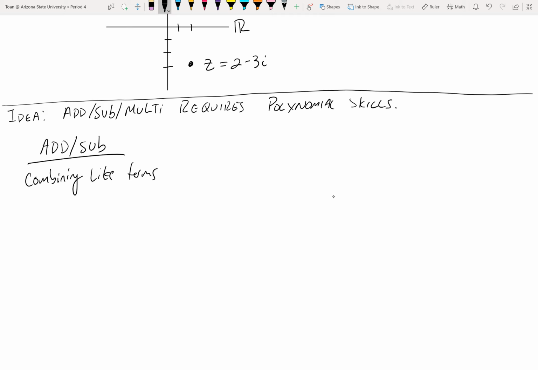Guess how we add and subtract complex numbers? It's combining like terms. When it comes to multiplying polynomials, what's the technique or the strategy or the method we use? Just distribution. It's all it is, repeated distribution. Some of you like FOIL, call it that. Guess how we're going to multiply complex numbers? Distribution, FOIL, whatever you want to call that.